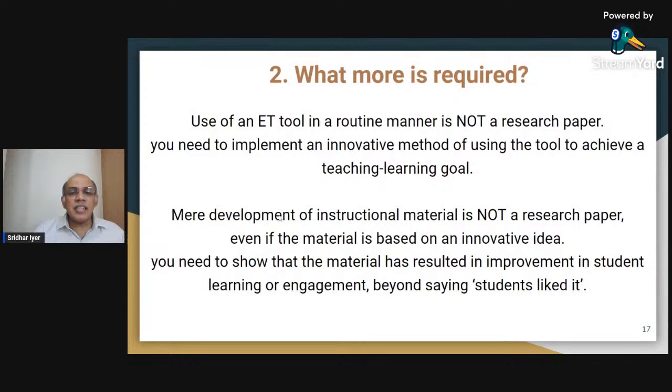Secondly, just the development of instructional material is also not a research paper, even if the material is based on an innovative idea. So what is important is that you need to show that the material has resulted in improvement in either the students' learning or the students' engagement, beyond saying that students liked it. So there has to be some formal way of evaluating it. So that is what is required.